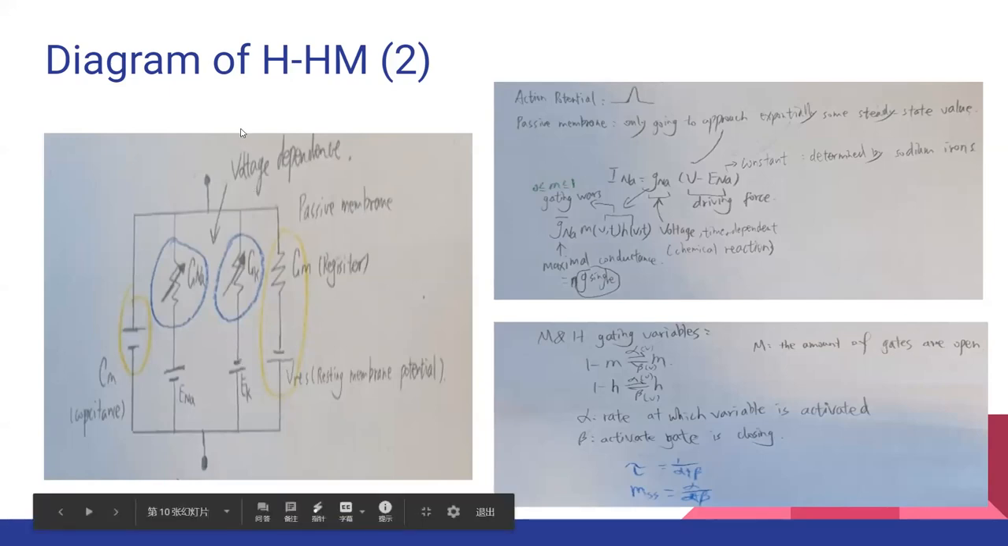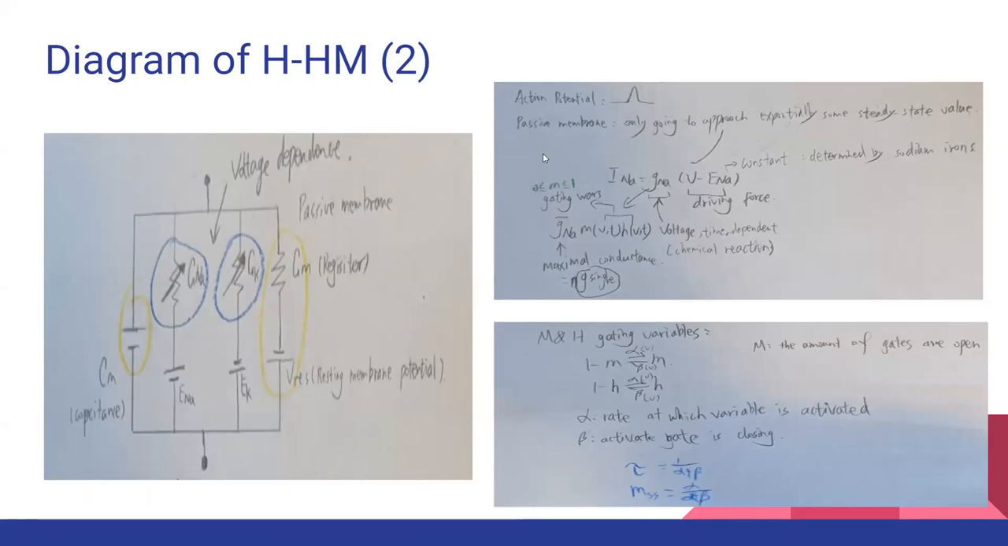Because there is a voltage-dependent conductance, it causes the action potential to go up. And the two yellow circles of the passive membrane only approach a steady-state value exponentially.